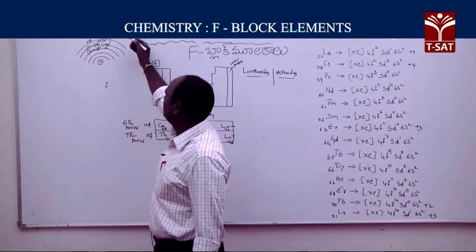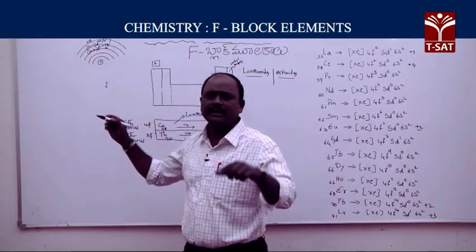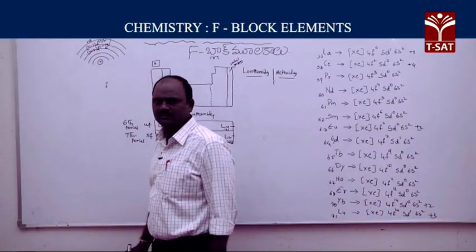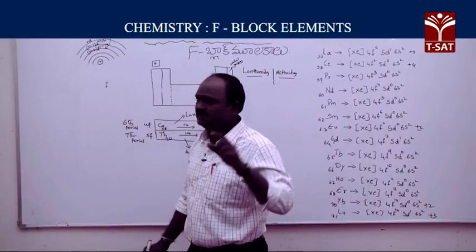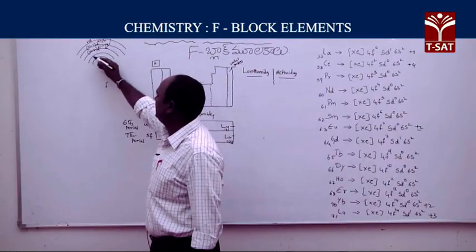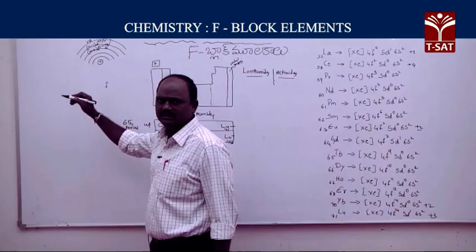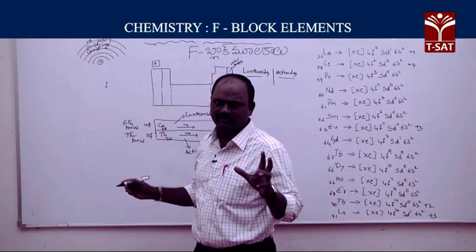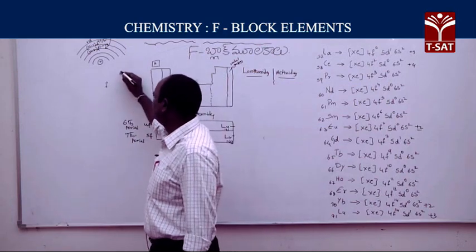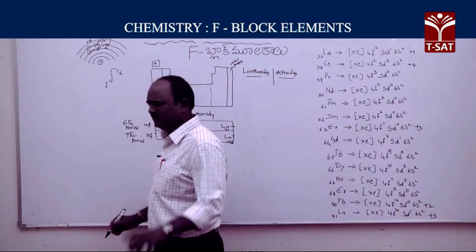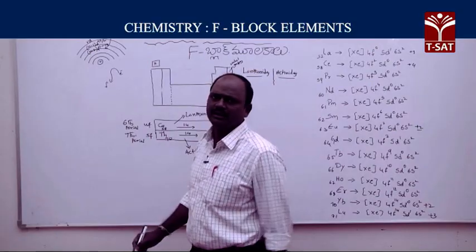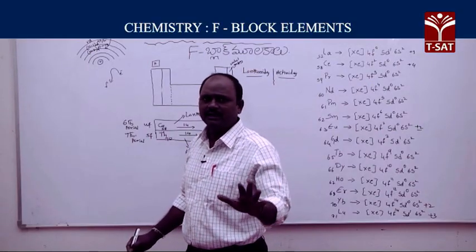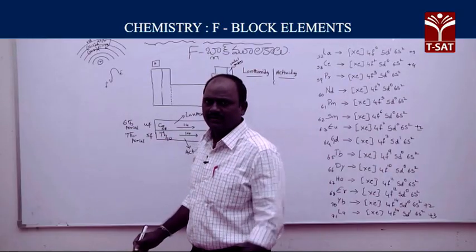Example, if you want to write the definition of f block elements, you can write very simply: when the differentiating electron is entering into the (n-2) f orbitals, those elements are called f block elements. It means simply we can say whenever the differentiating electron is entering into the f orbitals or f sublevel, those are known to be f block elements.